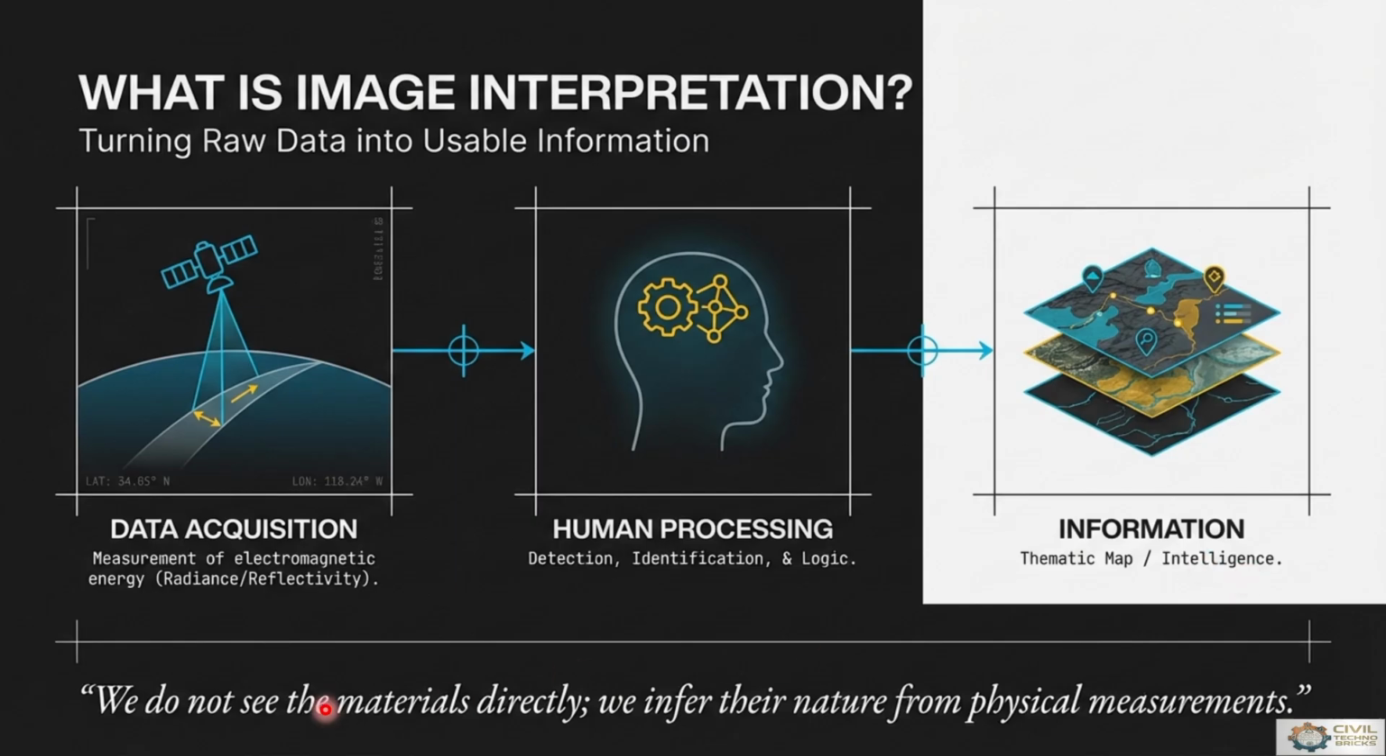So here we do not see the materials directly, we infer their nature from physical measurements. This is the actual interpretation methodology with reference to the civil engineering domain. Visual image interpretation supports site investigation, land use planning and route selection with reference to the infrastructural monitoring function.